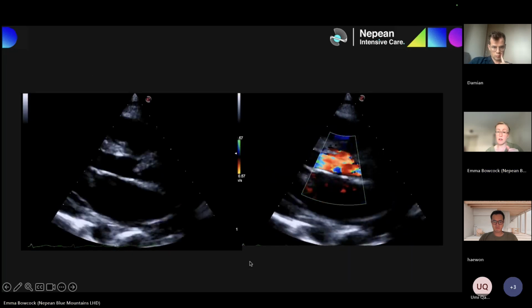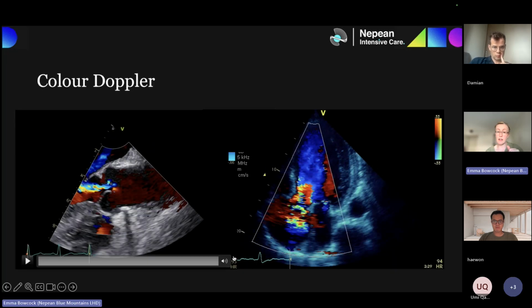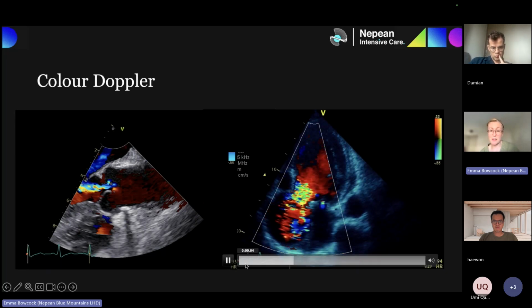pretty severe looking broad... Why isn't that doing that? Sorry guys, just trying to get it to play, but it won't. There you go.